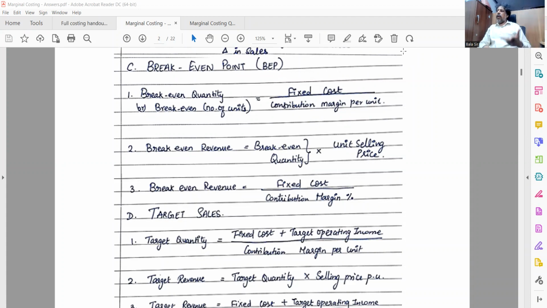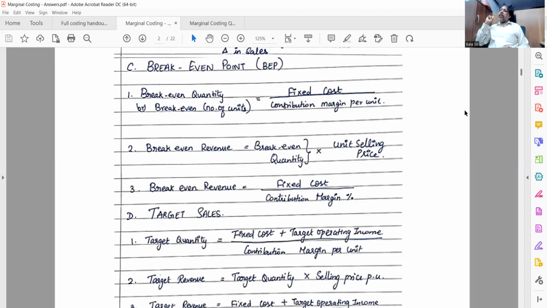We are done with A, contribution margin. We are done with B, the contribution margin percentage ratio, also known as PV ratio. And now we want to start with point C. What is that? Break even. It is a break-even point. Now, people should know, break-even point is nothing but the no profit, no loss situation. It is as good as hand to mouth. No profit, no loss. That means zero profit.